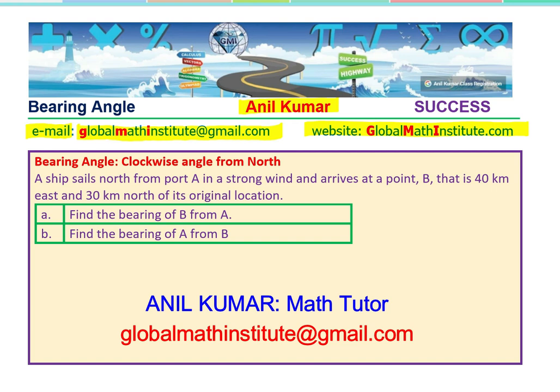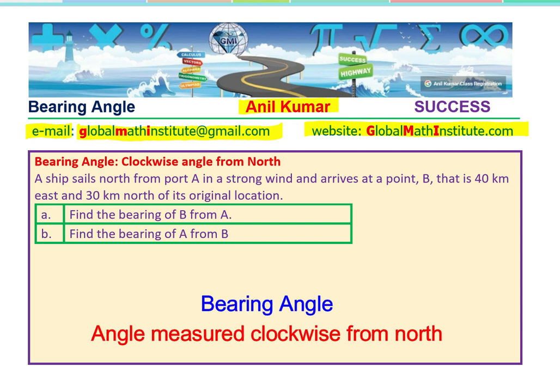The question here is: a ship sails north from port A in a strong wind and arrives at a point B, that is 40 kilometers east and 30 kilometers north of its original location. Part A: find the bearing of B from A. Part B: find the bearing of A from B. So that's a very basic question, but it gives you a clear idea of what a bearing angle is and how we work with questions related to that.